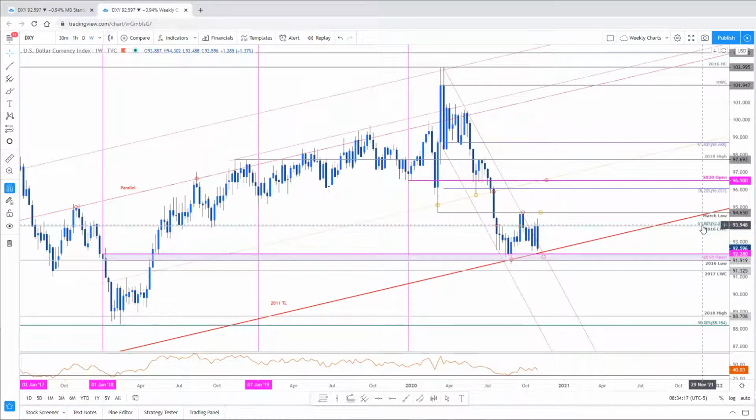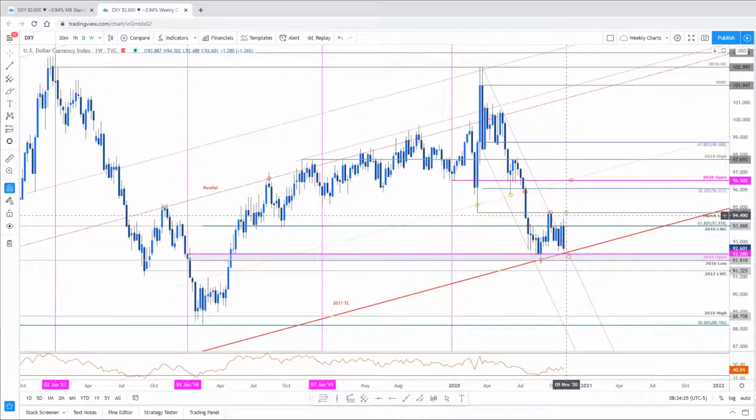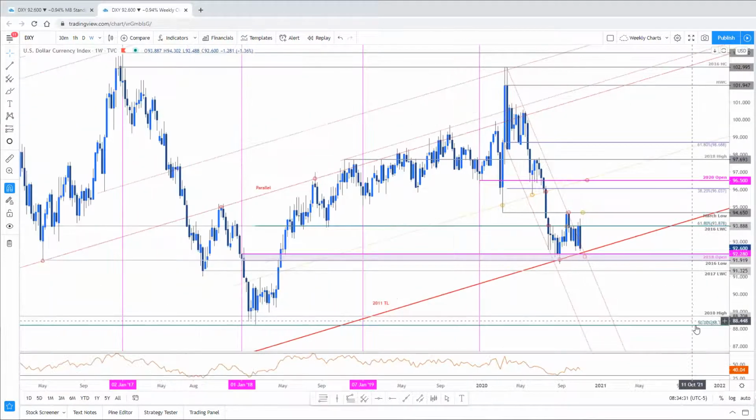But we held that 618. We held that 2016 low week close, right? Here's the reversal this week. Take out last week's high. Here's a break of last week's low. All right. Now that doesn't take us out of the woods yet.